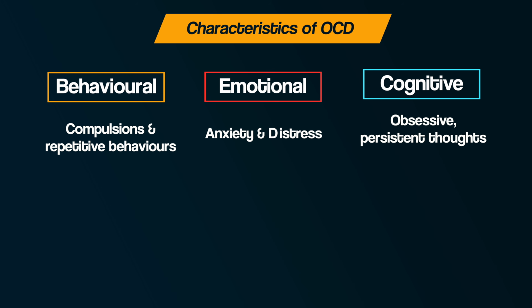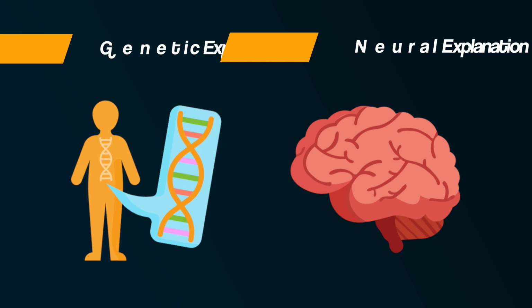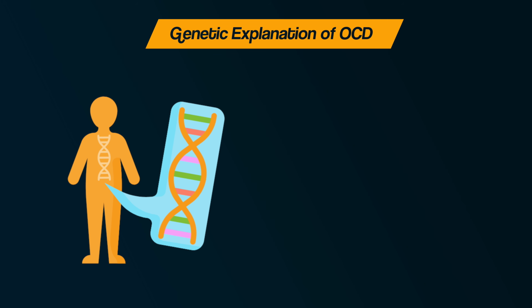And can you name one more characteristic for each? Now we move on to the explanations of OCD, and remember the focus is on a biological explanation. Do you remember the two explanations for OCD from when we categorised the topic earlier? They are the genetic and neural explanations. Can you describe the genetic explanation for OCD?